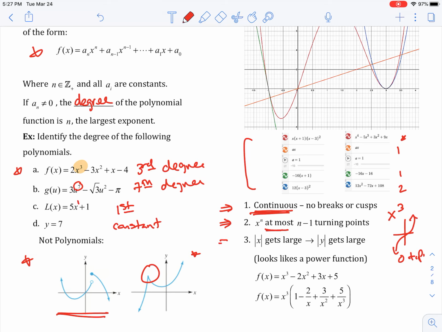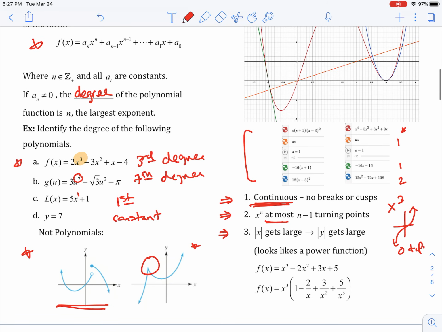On the third characteristic of our polynomial functions, as the absolute value of x gets large, the absolute value of y gets large. And what does that mean in English? Well, if we look at our polynomial equation here of x cubed minus 2x squared plus 3x plus 5, if I were just to factor out the x cubed, so write that equation in a factored form, I'd have x cubed times the quantity 1 minus 2 over x plus 3 over x squared plus 5 over x cubed.